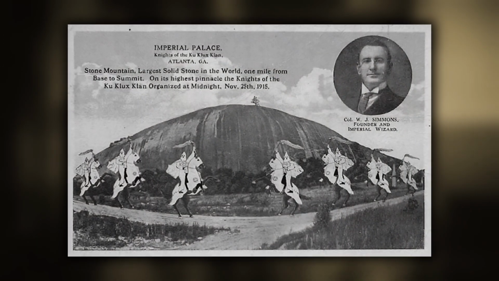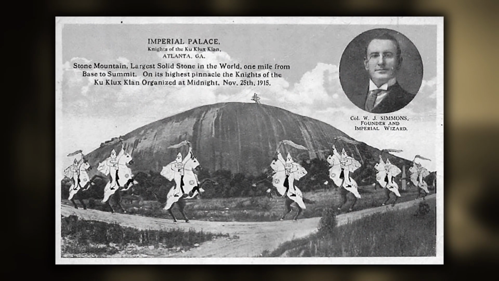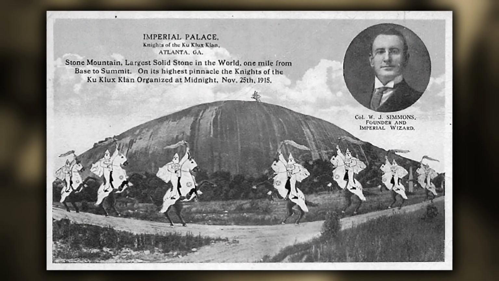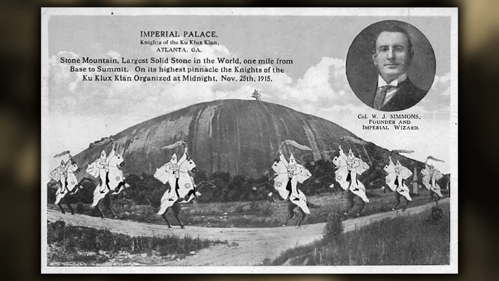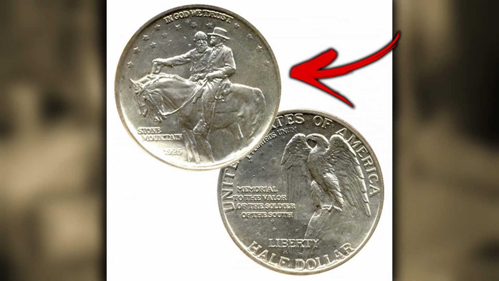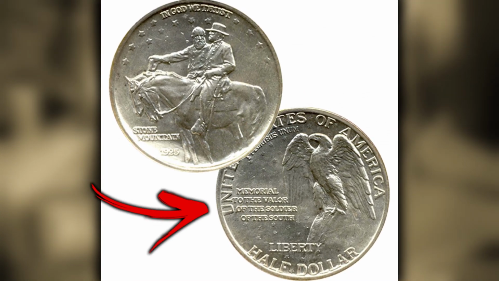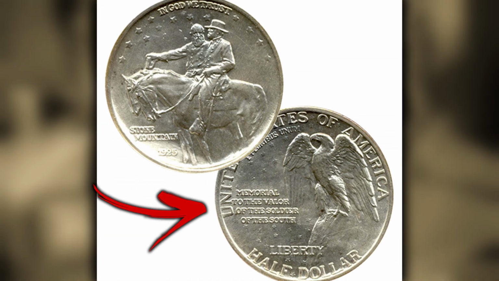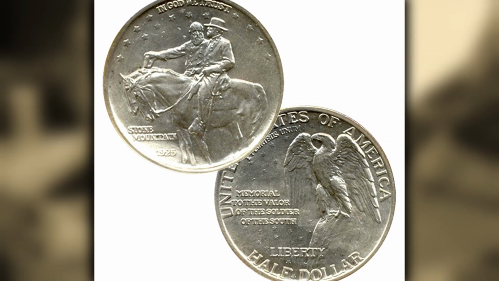Now, the Stone Mountain Memorial half dollar was an American 50-cent piece struck in 1925 at the Philadelphia branch of the United States Mint. Its main purpose was to raise money on behalf of the Stone Mountain Confederate Monumental Association for the Stone Mountain Memorial near Atlanta, Georgia.